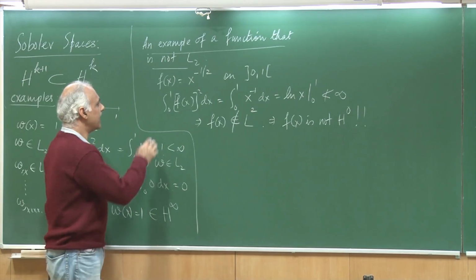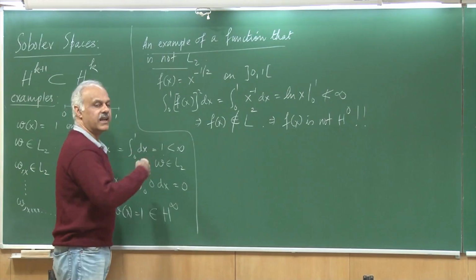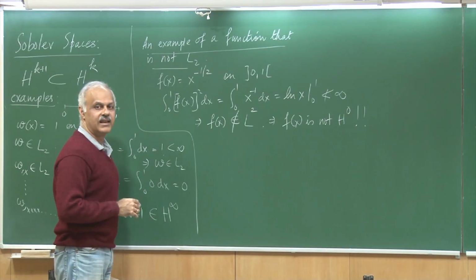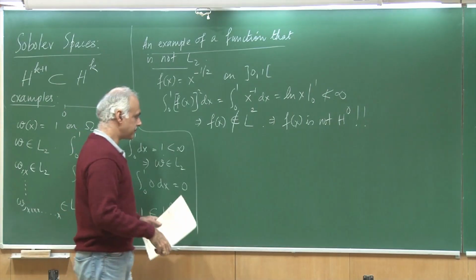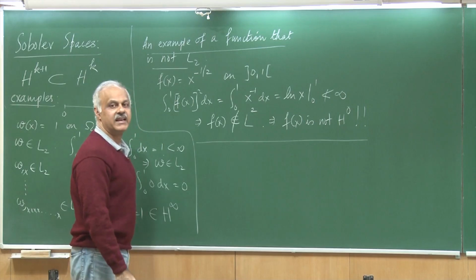But if you look at the class of all monomials, for example 1, x, x square, x cube and so on, they are all L2, their higher order derivatives are also L2, so they belong to the class H infinity. Let me give you a preview of some of the finite element functions.